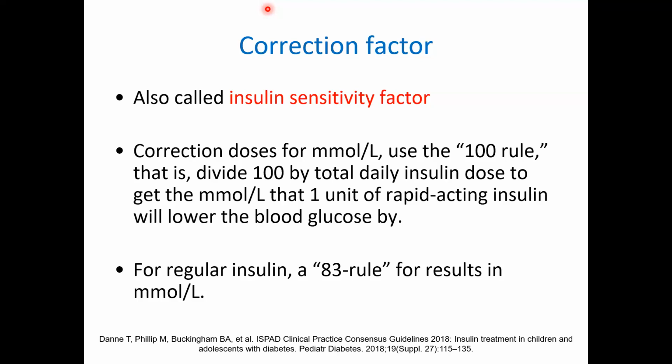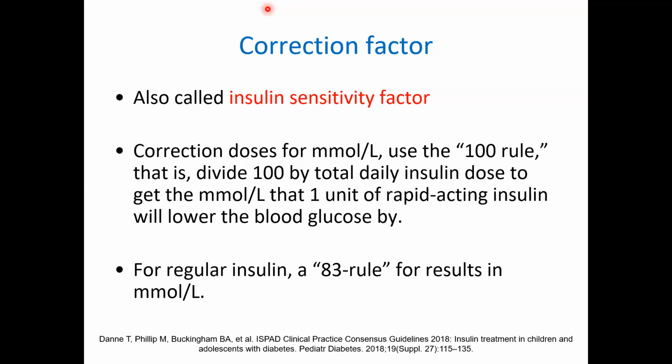So for example, if my total daily dose of insulin was 20, my correction factor would be 100 divided by 20, which gives 4. So it would be 1 to 4, which means each unit of insulin will lower the blood glucose level by 4. Now, for patients who are using regular insulin, the constant we use is 83 and not 100. So we divide 83 by the total daily dose of insulin.